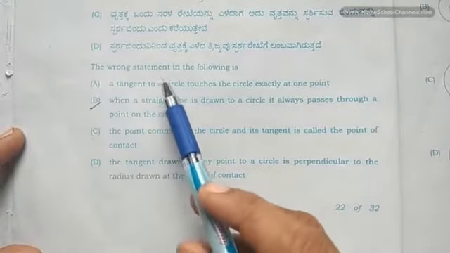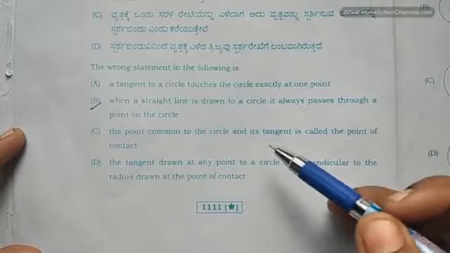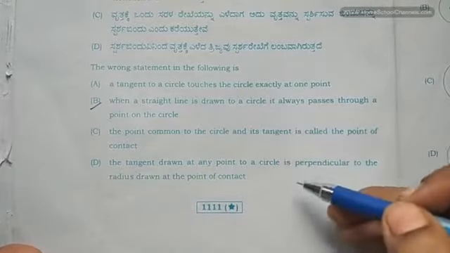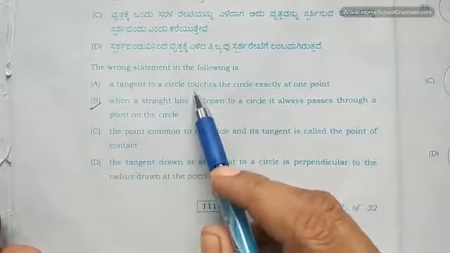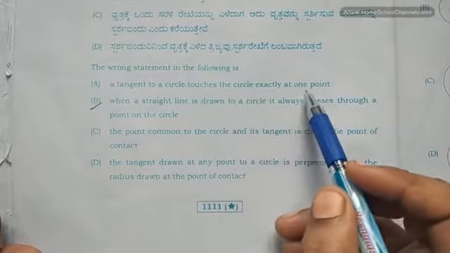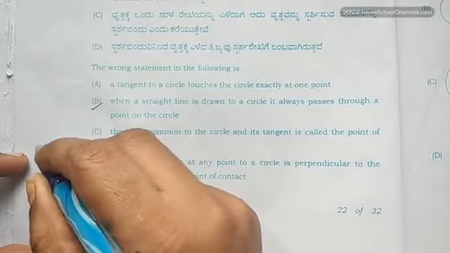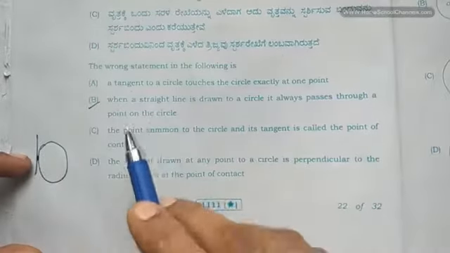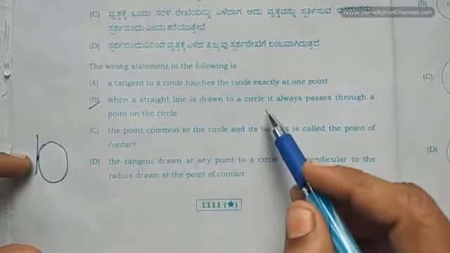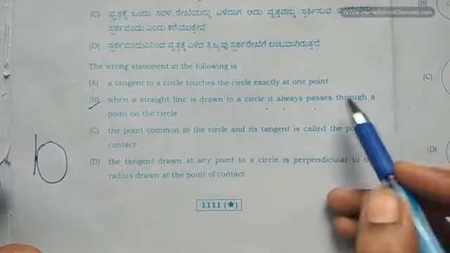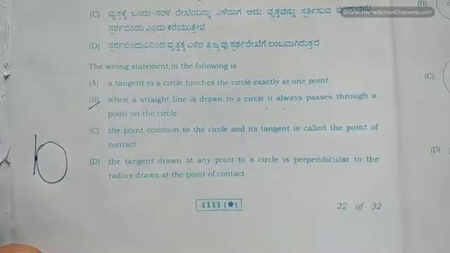34th one, the wrong statement in the following is. We need to pick the wrong statement. A tangent to a circle touches the circle exactly at one point. Yes, a tangent always touches at only one point of a circle. When a straight line is drawn to a circle, it always passes through the point on the circle.